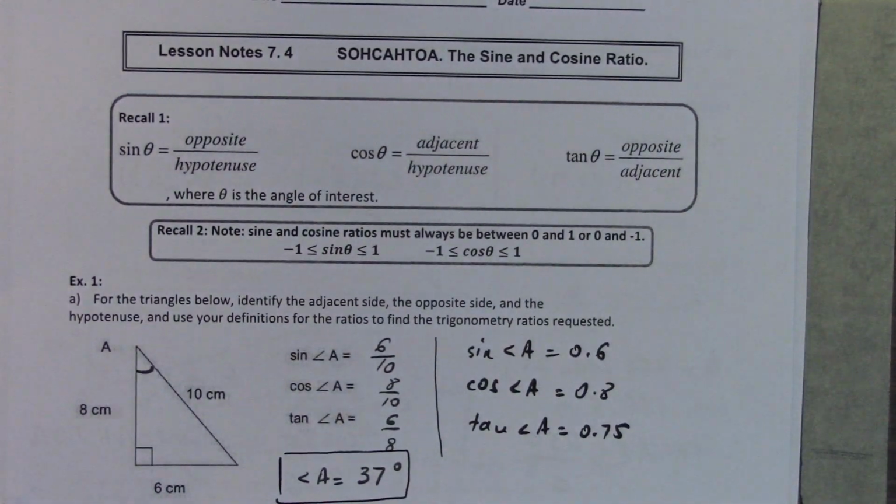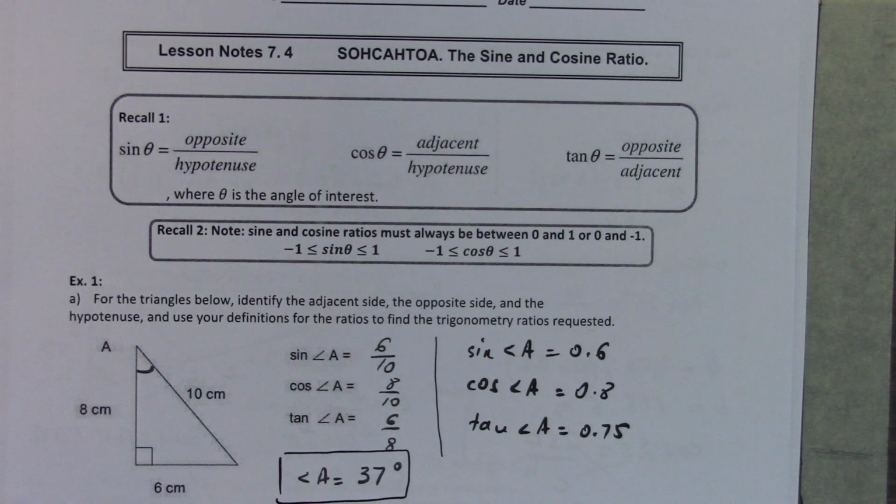This is 7.4, SOHCAHTOA continued, right? The sine and cosine ratios. It's very important, guys, and I can't stress this enough, to have an idea of what these ratios are and to be able to conceptualize them, okay? All they are representing is a ratio of a side length over another side length, okay?